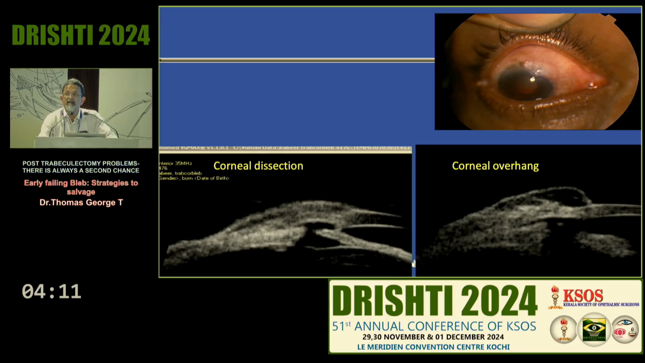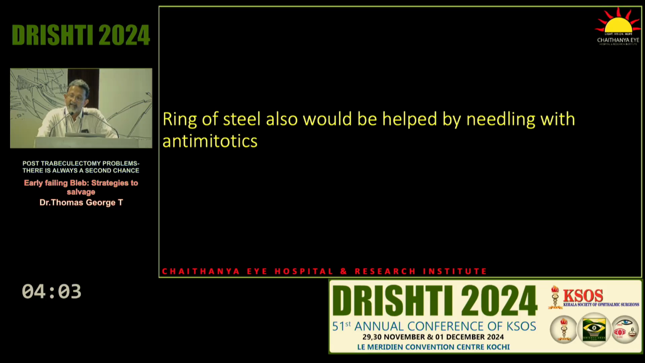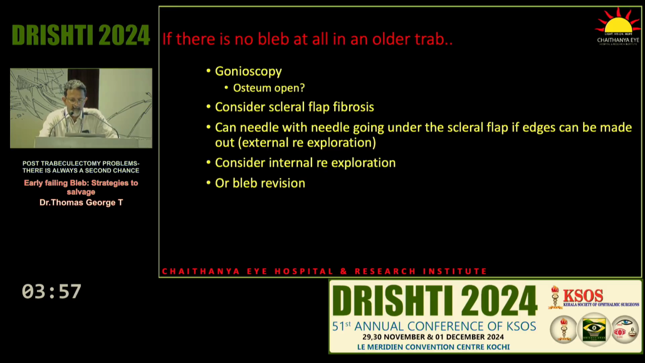All these are going to cause dysesthesia and visual issues, but the IOP will also start to go up because the resistance is high. So a ring of steel can also be helped with needling, because you can cut that ring of steel scar with the needle and give the antimitotic.